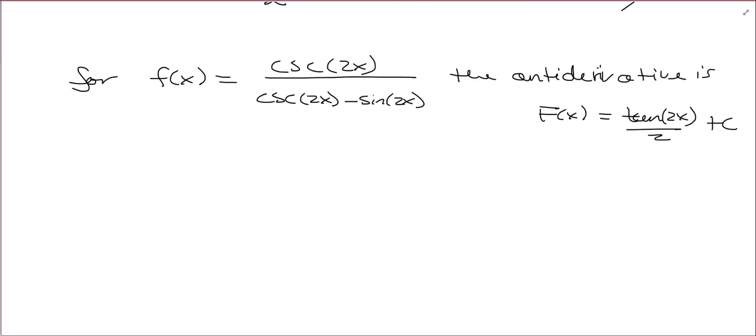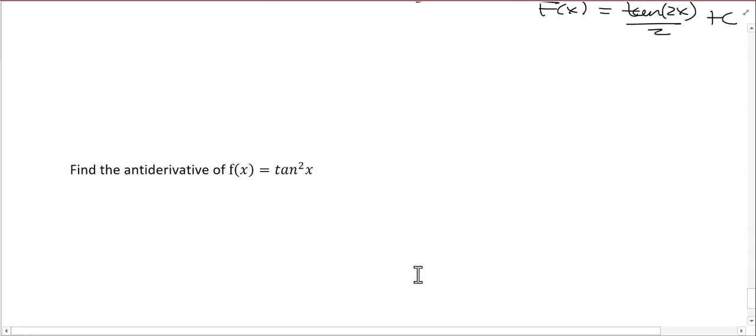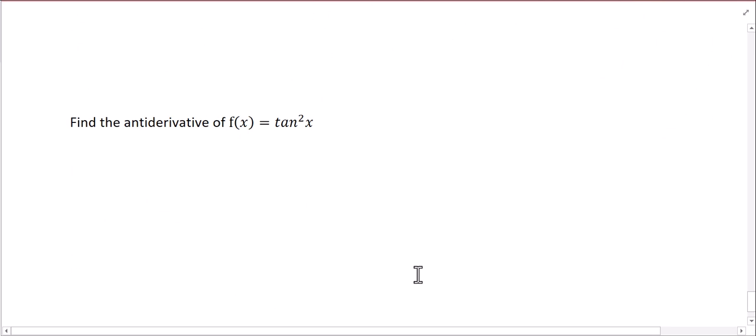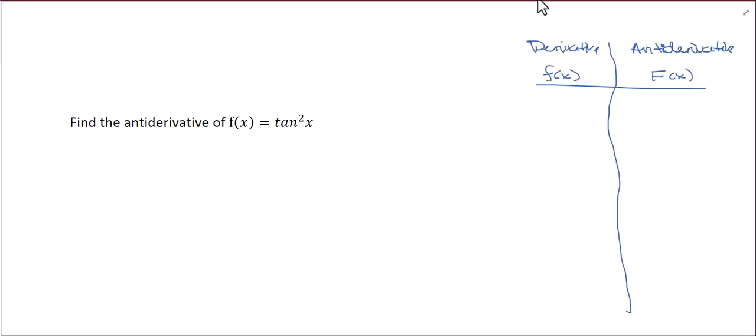Let's try our next example. Our next example is find the antiderivative of tangent square of x. Okay, so lots of trig functions. This might be a good time to remind yourself of what your trig derivatives are, and most importantly now in this section, what the antiderivatives are. So let's write some of our antiderivatives over here.